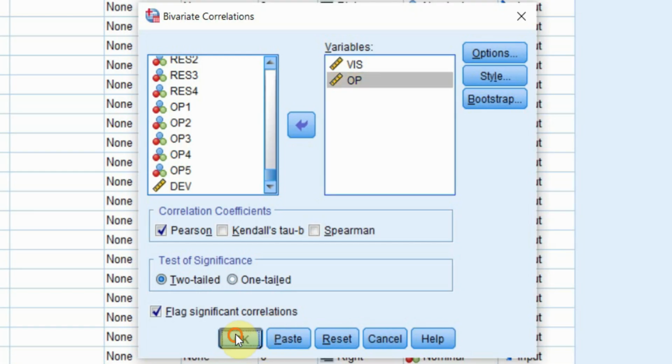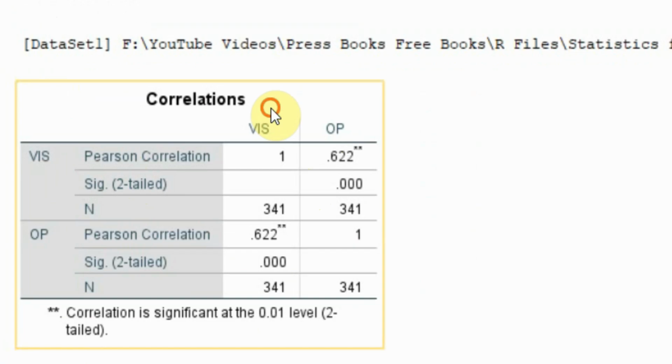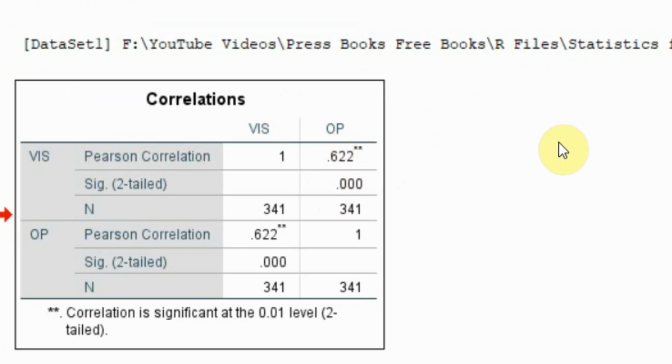Just press OK. Now here is the correlation. The correlation between vision and OP is 0.622. What is this? This here is the correlation between vision and vision. Obviously this is bound to be 1 because both are identical. The correlation between vision and OP is positive because there is no sign here.